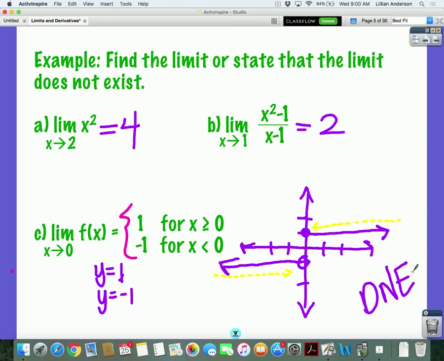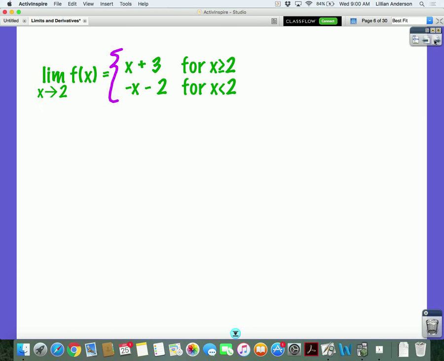So we're basically looking at what happens the closer we get to a particular value. 0 was that value in this case. Let's look at a different type of piecewise function. Let's look at this one. We have the limit as x approaches 2 of x squared plus 3 and negative x minus 2. What do both of those graphs look like?